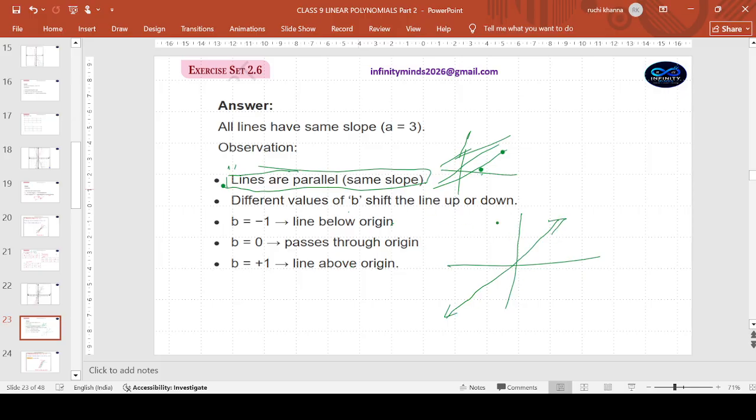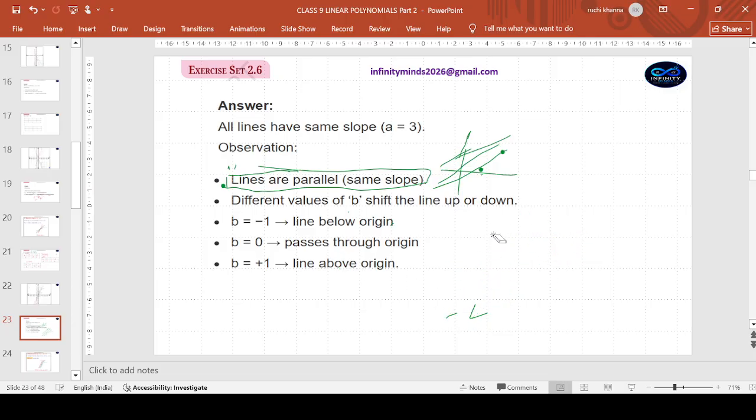The point is that if slopes are same, they are all going to be parallel to each other. They had positive slopes, that's why they are going in the growth direction. Otherwise, they would come like this. And if the y-intercept is minus, it is going below, and if it is positive, it is going above. So lines having same slope, different y-intercept are parallel to each other. Most important, what you have to learn.